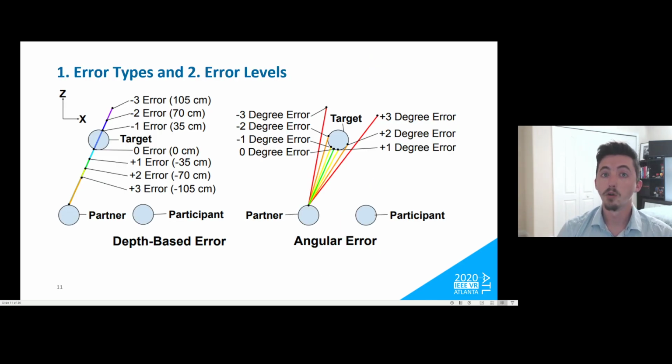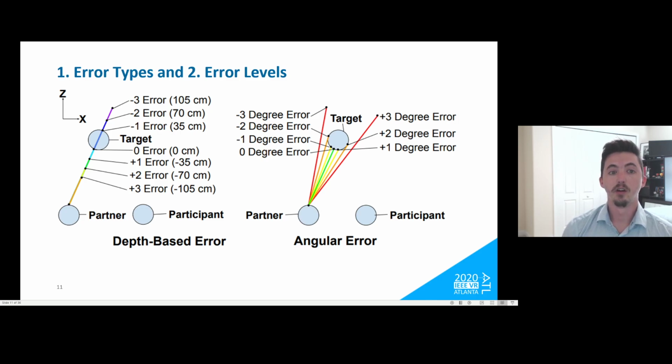So starting out with our error types and error levels, we have depth-based errors and we have angular-based errors. Our depth-based errors have 7 different levels. At 0 degrees of error, or 0 error level, it will appear right on the depth of the target, so that first collision point with the target that our partner is observing. With positive amounts of depth error, that gaze visualization will stop short of reaching the target and will hover in space, leaving a gap between the visualization and the target's body.